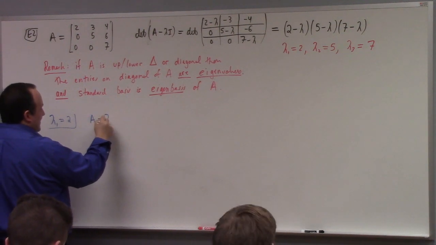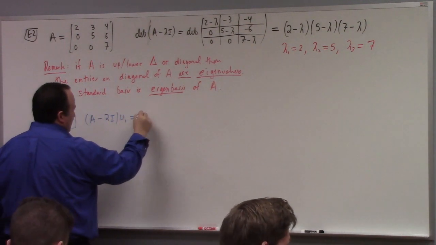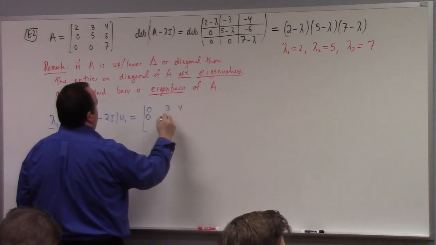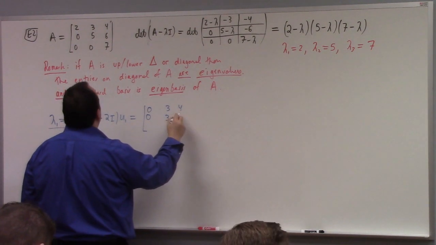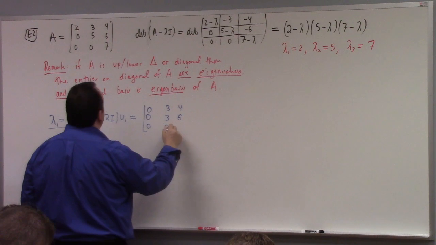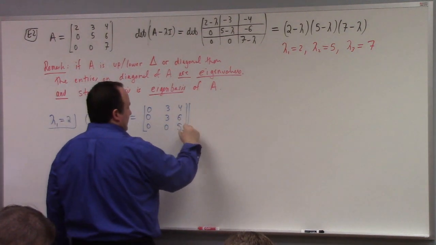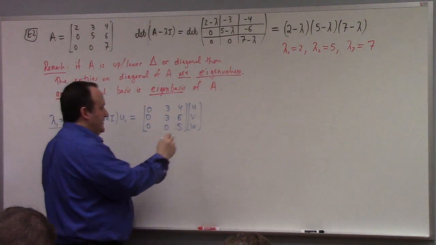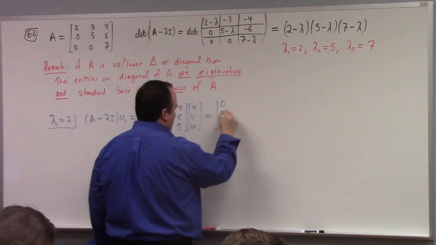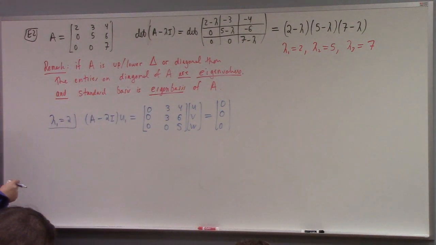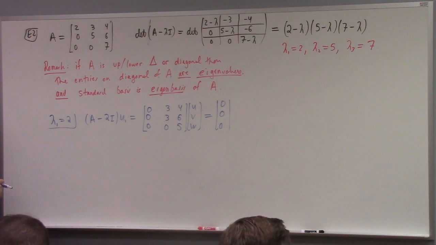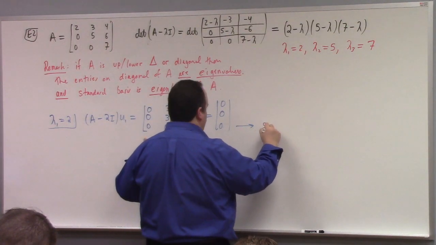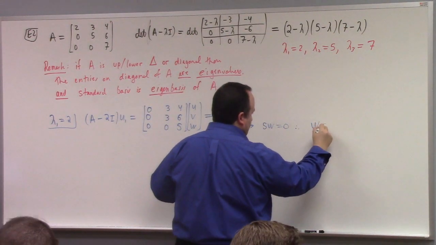A minus 2I times u1 is 0, 3, 4, 0, 3, 6, 0, 0, 5. And for this, I like to use disposable variables u, v, w. That's equal to 0. What's that tell me? Well, the last equation tells me that 5w is equal to 0. So therefore, w is equal to 0, right?